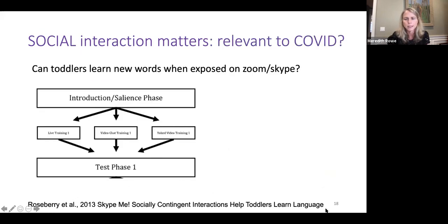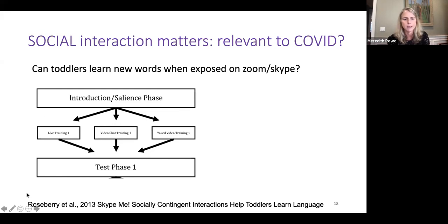Similarly, for toddlers, Roseberry and colleagues did a study looking at Skype. This was before we were all living on Zoom. But basically what they found was that with, I think it was 20 to 30-month-olds, they were trying to teach these toddlers novel verbs. Some of them had a live person teaching them the verbs, and some of them had a video chat, like a Zoom or a Skype situation, with one person teaching them the verbs. And then some of them learned the verbs just by watching the screen, right? With no person, no contingency, the same talk, but no contingency.